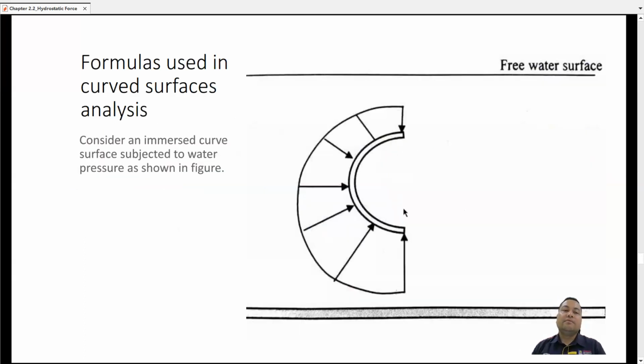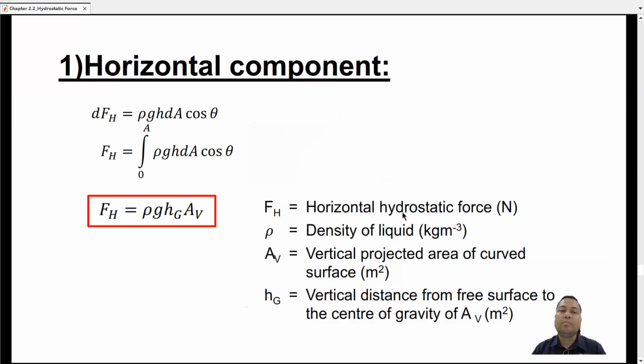Consider an immersed curved surface subjected to water pressure as shown below. So the horizontal component can be obtained from this derivation. So Fh is equal to rho g Hg Av. What's different here is actually Av, which is the vertical projected area of the curved surface. So even though it is a curved surface, for the area, we have to take it as a vertical projected area.